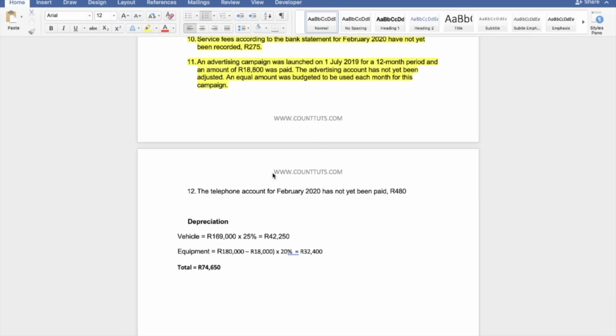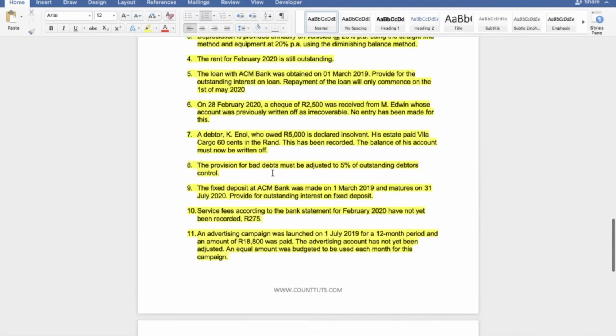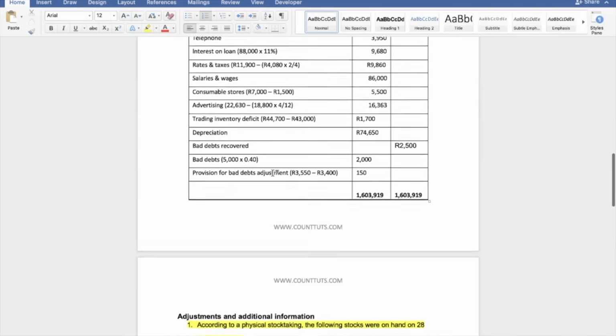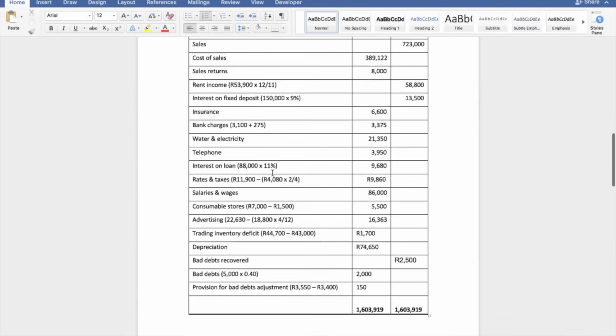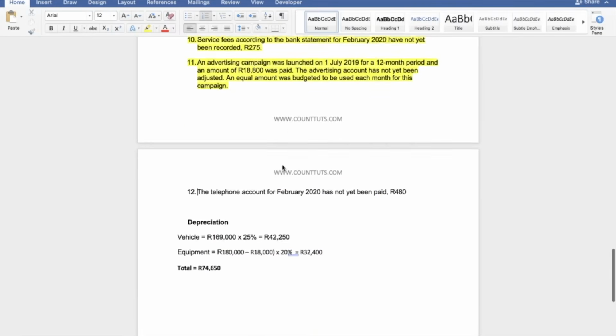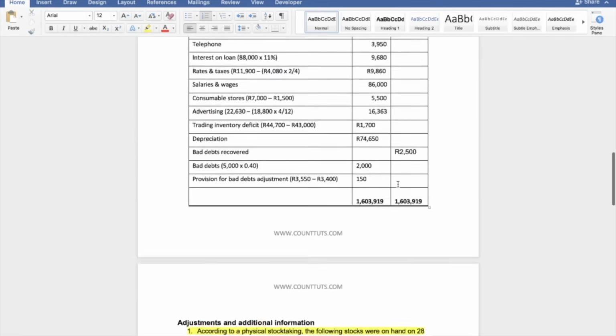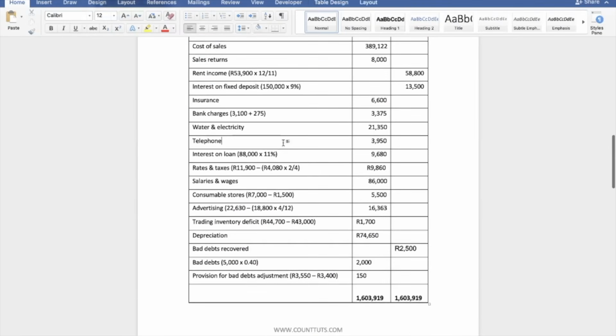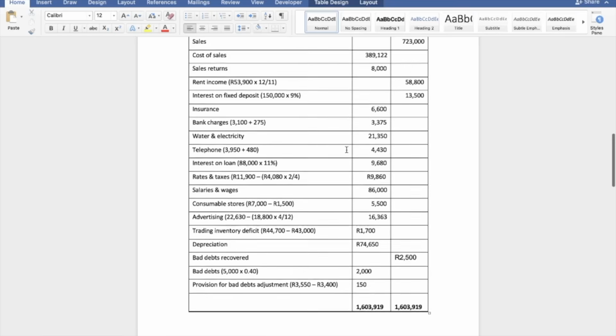The telephone account for February 2020 has not yet been paid, 480 rand, right? So that's easy. They gave us the amount. So if we go up to the telephone account, we know that the 480 rand, let's confirm, that is 480. So we take the one we have in the pre-adjustment trial balance, the 3,950 plus 480, and that should be our telephone expense, and it gives us an amount of 4,430 rand. All right, that is our telephone expense.